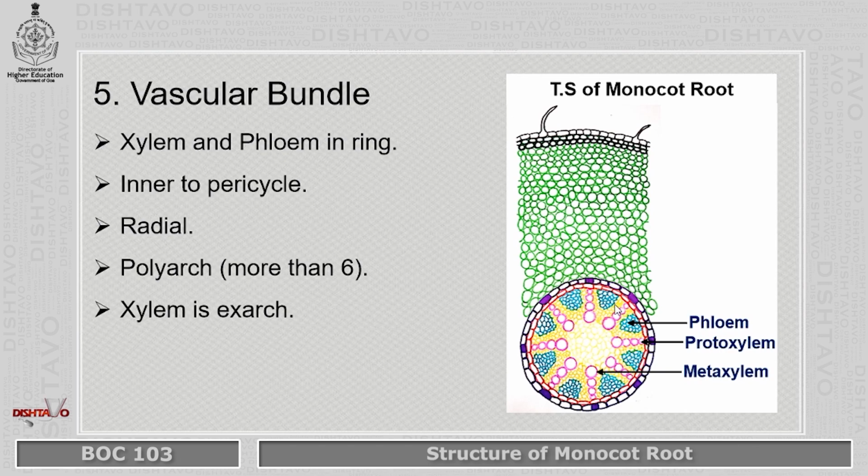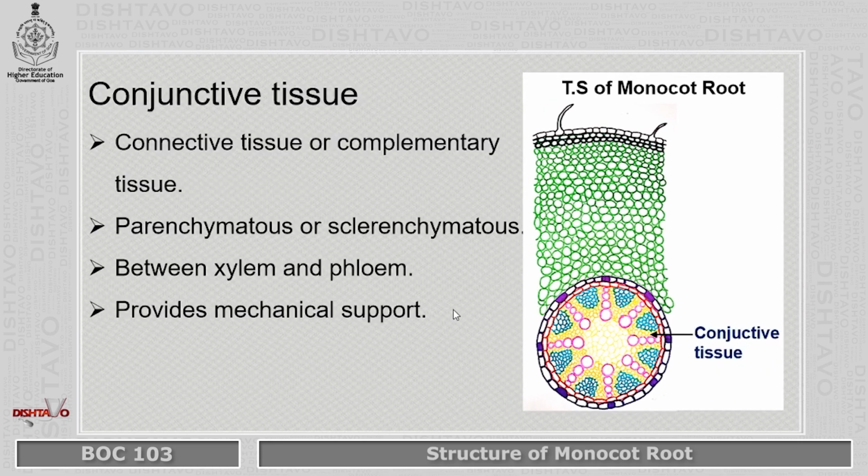Whereas in dicot root the vascular bundles were either diarch or tetrarch. They were less than 6. But in monocot, vascular bundles are more than 6. The xylem is exarch. Exarch meaning the protoxylem lies towards the periphery and the metaxylem lies towards the center. This condition is called as exarch.